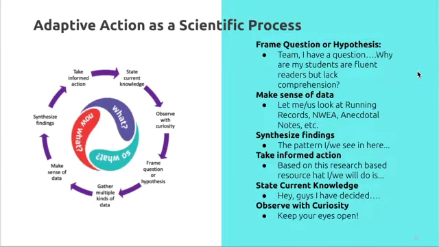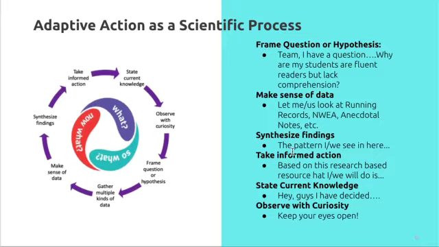If you look at the adaptive action cycle as a scientific process, it will lead your team to identify a question or to frame a question. In this case, the question is, why are my students fluent readers but they lack comprehension? The second step would be to make sense of the data that you have available, and then together you synthesize findings. Please know that synthesizing is at the top level of higher level thinking, so this step is very important.